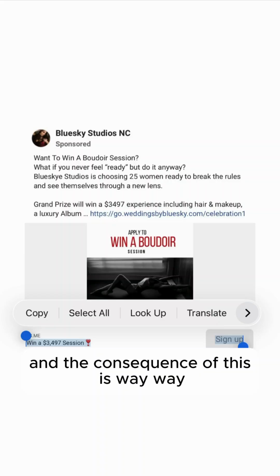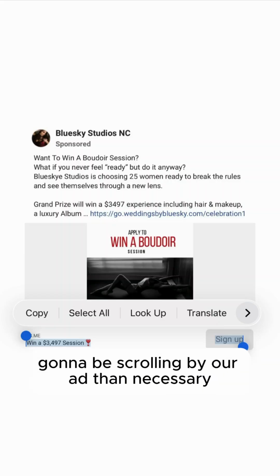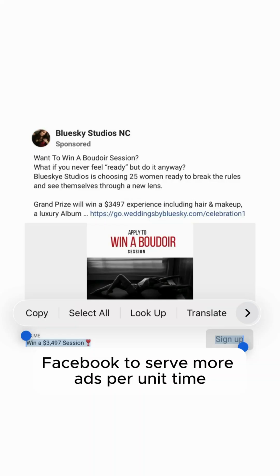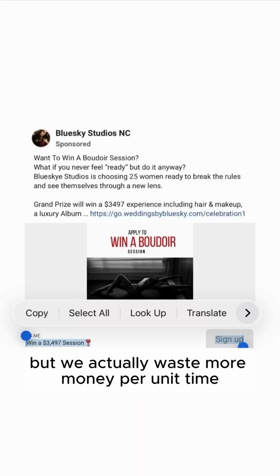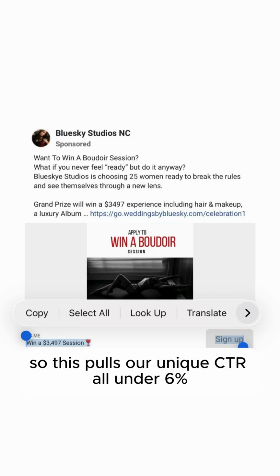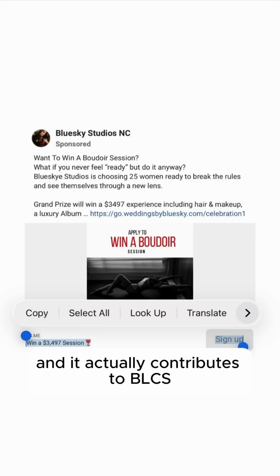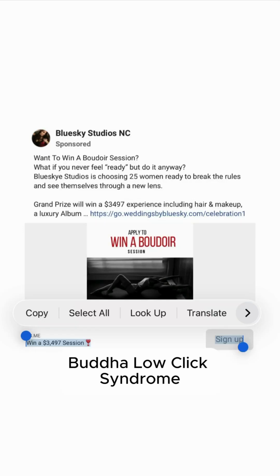And the consequence of this is way, way, way more women going to be scrolling by our ad than necessary, which Facebook likes because it enables Facebook to serve more ads per unit time, make more money per unit time, but we actually waste more money per unit time. So this pulls our unique CTR all under 6%, and it actually contributes to BLCS, Boudoir low click syndrome.